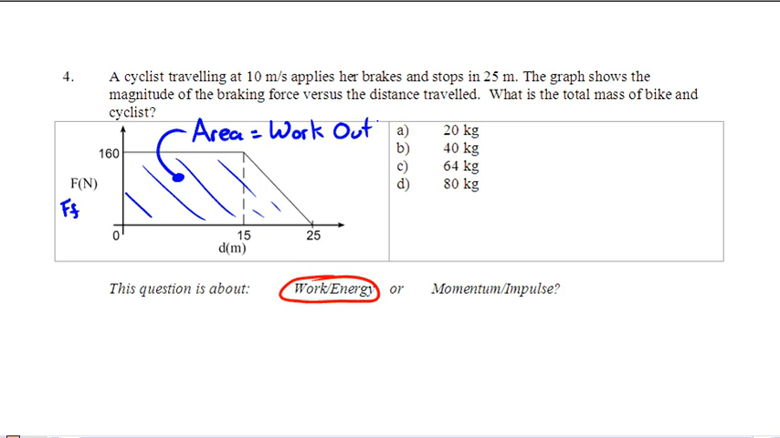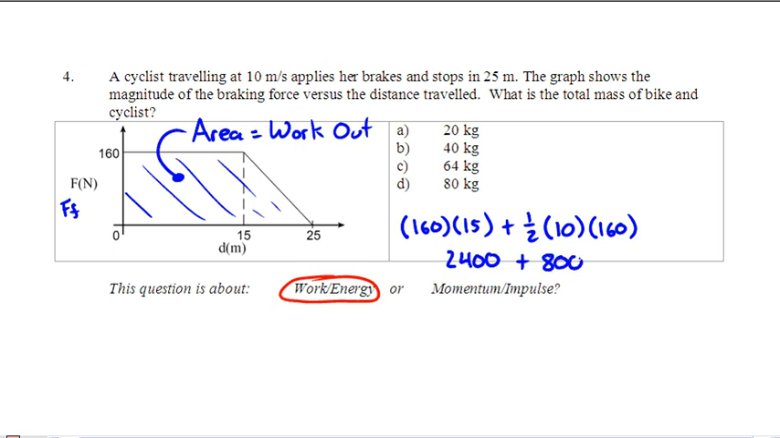Now, it's not a complicated shape. It looks like a rectangle and a triangle, so I'm going to go find that area. We've got a height of 160 multiplied by a distance sideways of 15, and then there's a triangle. So we go 1/2, the base looks like it's 10, and then a height of 160. I tried that out a little bit earlier, and I found this is 2,400, plus this part here is an 800. So we've got 3,200 joules. That's the work out. That's the heat that all those brakes are going to create.